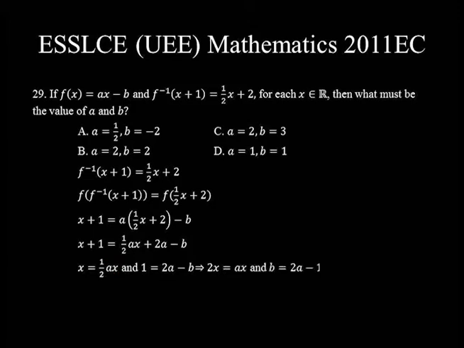to 2a minus 1. X cancels out by x, we are left with a is equal to 2 and b is equal to 2 times 2 minus 1. 2 times 2 is 4 minus 1, which is equal to 3. Therefore, choice C is the correct answer.